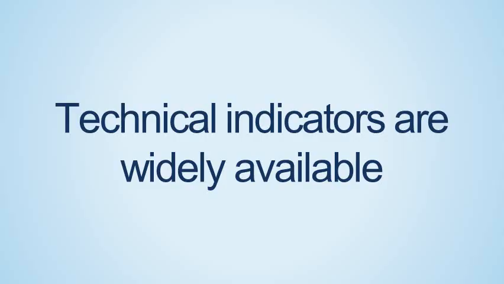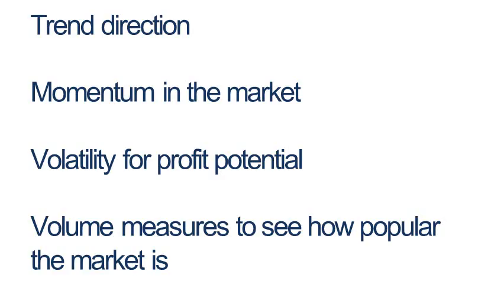Now, almost every charting platform comes with a host of indicators that those who engage in technical analysis may find useful. You simply apply any of them to your chart, and a mathematical calculation takes place, taking into account past price, current price, and depending on the market, volume. The information that's presented to you via the indicator can be broken down into trend direction, momentum or the lack of momentum in the market, volatility for profit potential, and volume measures to see how popular the market is.